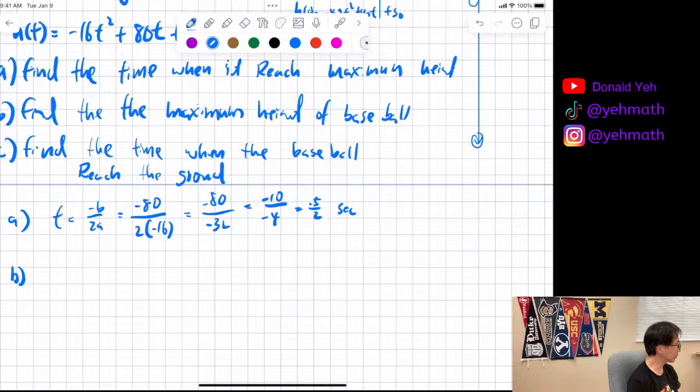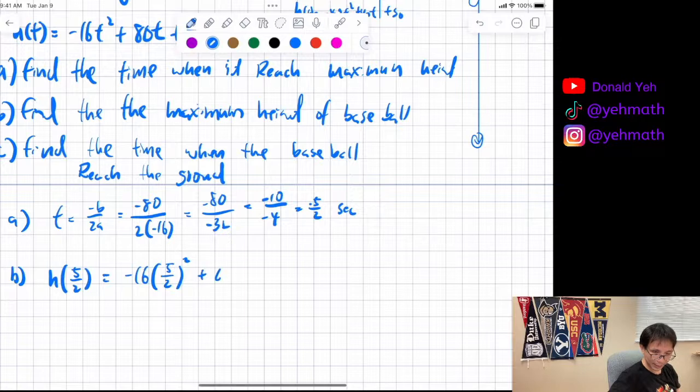Yes, plug in. Good. h of 5/2, because if I plug in the time to the equation, I'll know the height. So it'd be -16 times 5/2 squared. You guys are like, oh my god, this is so hard. No, it's not. Plus 80 times 5/2 plus 224.